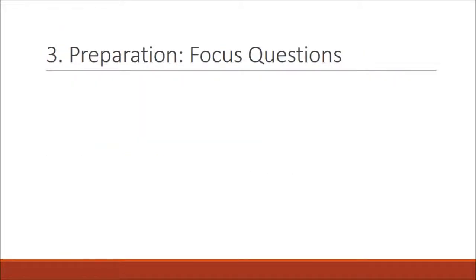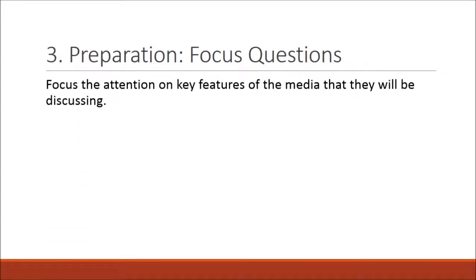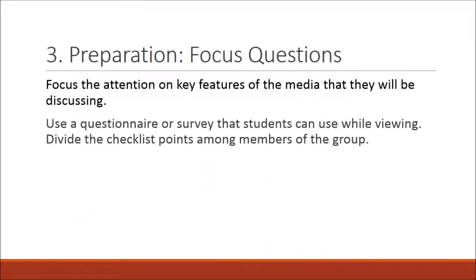It will help your students to focus their attention on some key features of the media that they will be discussing. This isn't controlling the outcome, but rather suggesting some possibilities. We do want to allow for some creative freedom, but suggestions will help. Use a questionnaire or survey that students can use while viewing. Divide the checklist points among the members. The next slide shows an example of a questionnaire that compares 3 pairs of movie trailers.